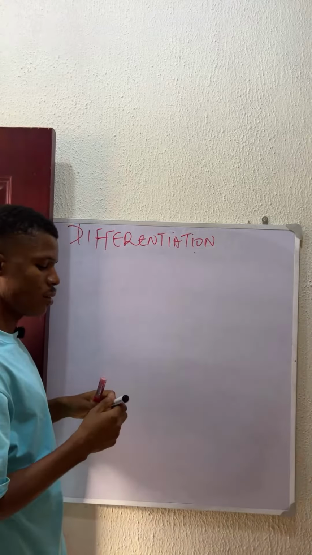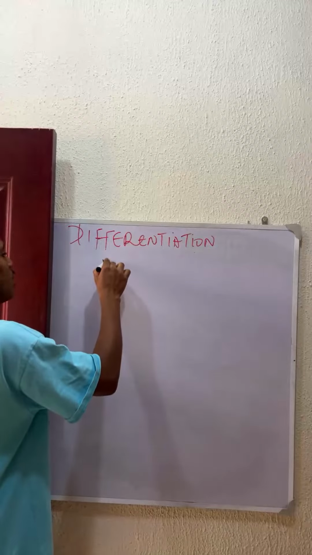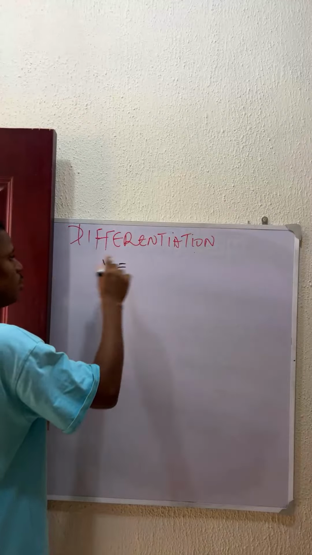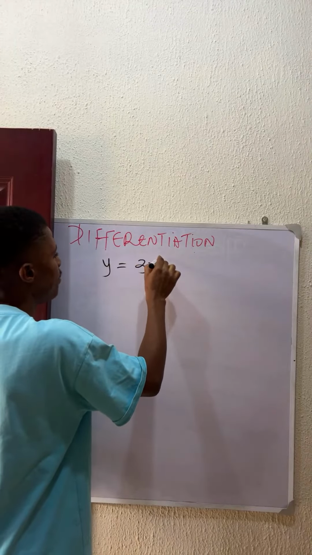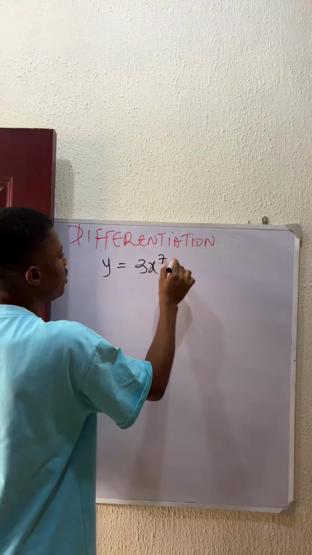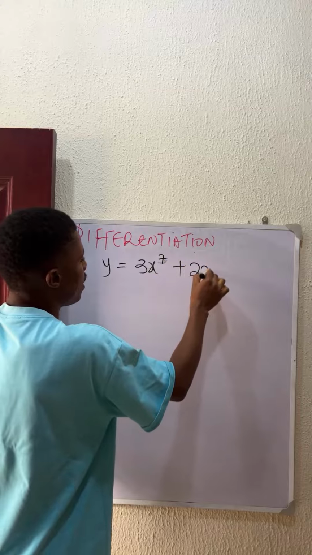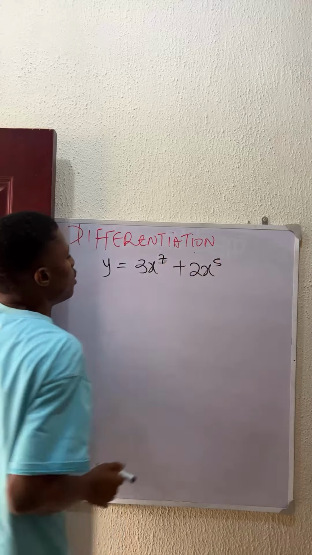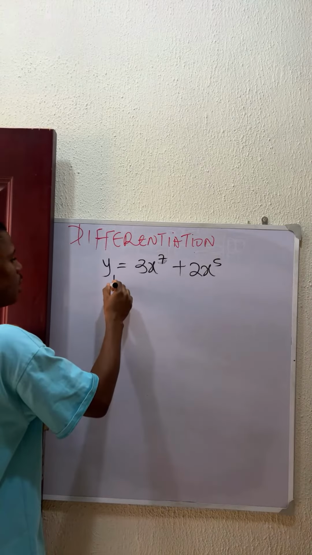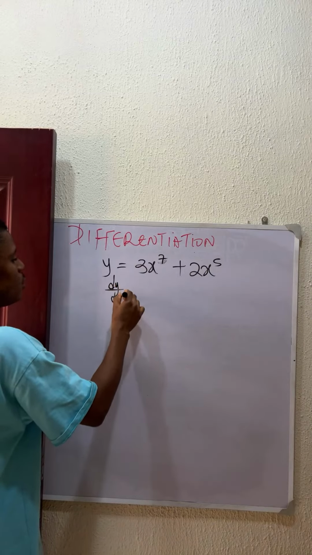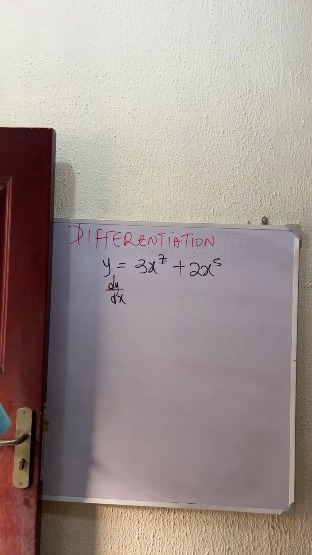Okay, let's say we have y is equal to 3x to the power 7 plus 2x to the power 5. So what do we have to do when we are trying to differentiate this? We are trying to find dy/dx. We are trying to differentiate y, which is the main function, with respect to x.